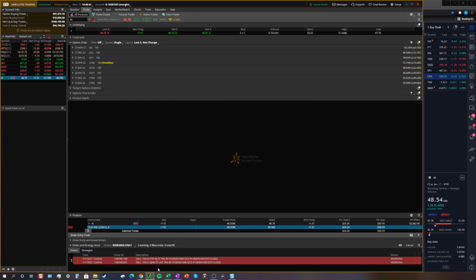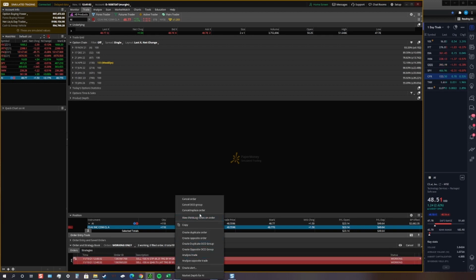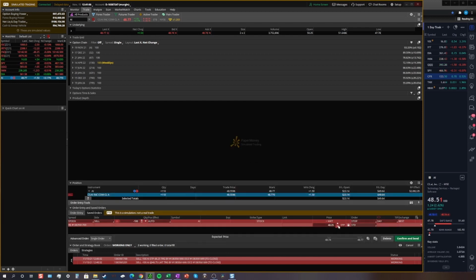Now if we want to edit, if you want to see how they're linked, you see over here on the left side, they've got a link there. You also see OCO in the name on both of them. So if we want to move either one of these, we want to cancel replace order. So we want to move up the stop loss. We want to move it up to maybe 45.